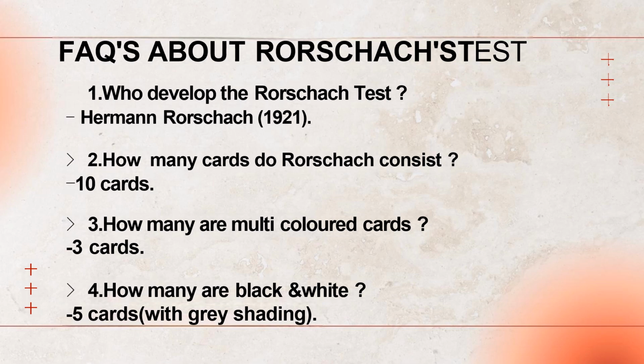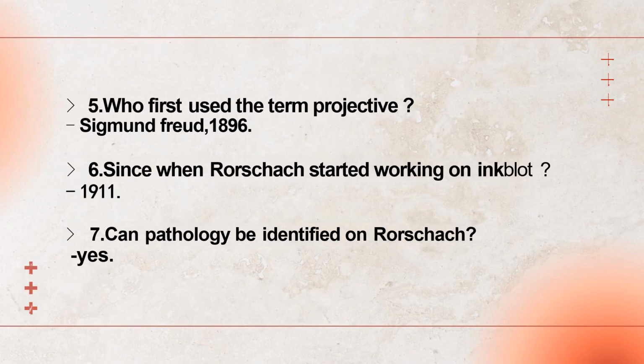We'll discuss some FAQs about the Rorschach test. Who developed the Rorschach test? Hermann Rorschach in 1921. How many cards does the Rorschach test consist of? It has 10 cards. How many are multicolored? There are 3 multicolored cards and 5 cards with black and white shadings. Who first used the term projective? It was used by Sigmund Freud in 1896. Since when did Rorschach start working on inkblots? 1911.